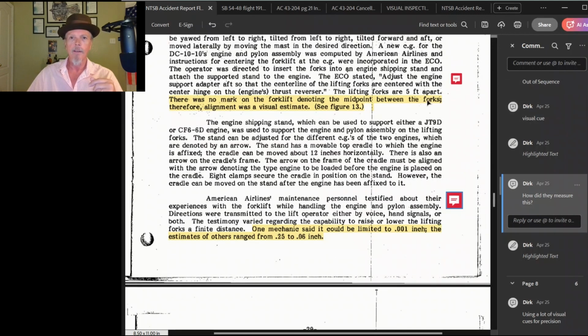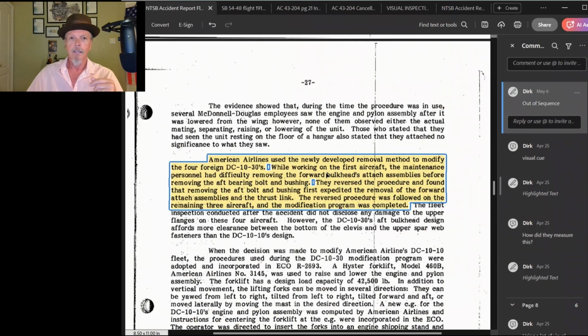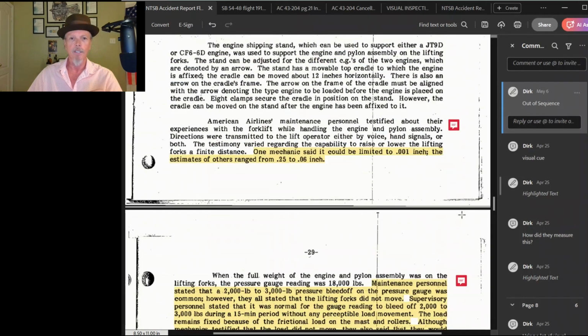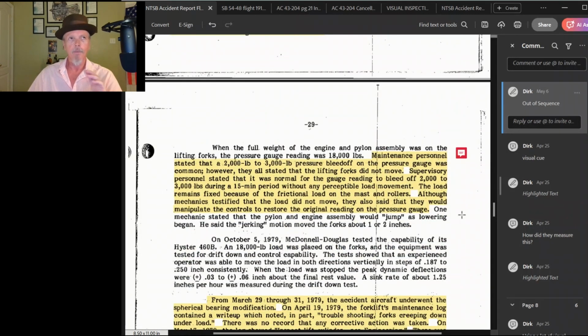Also up here, as I said, they did it in reverse order, so they're using out-of-sequence work. They're not doing it per the sequence. Anytime you start varying sequences, then you could possibly run into problems.